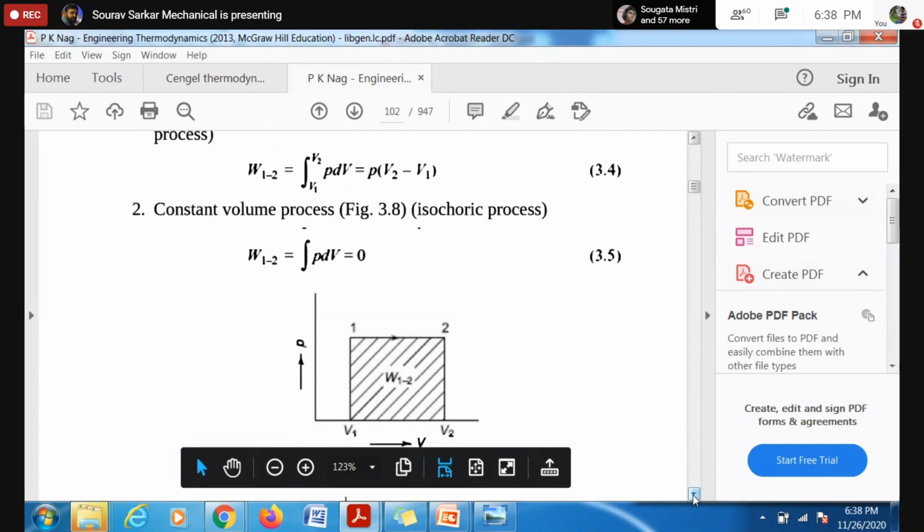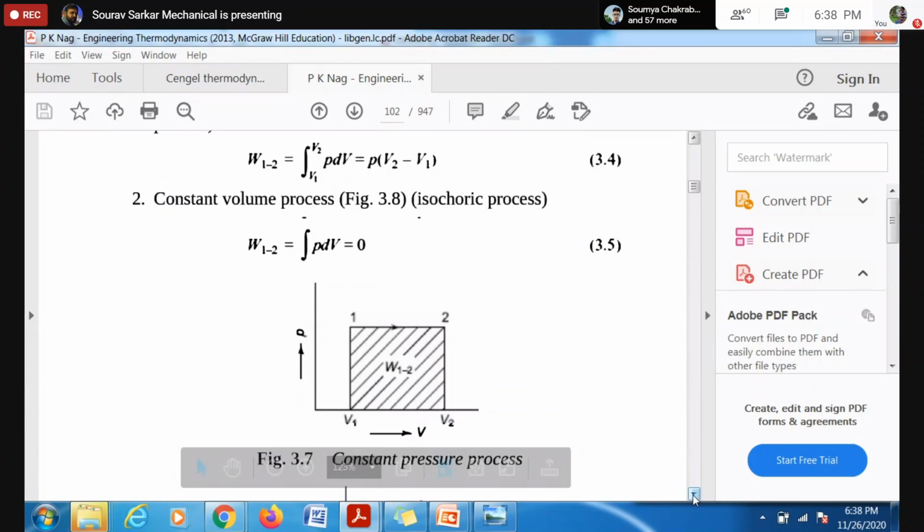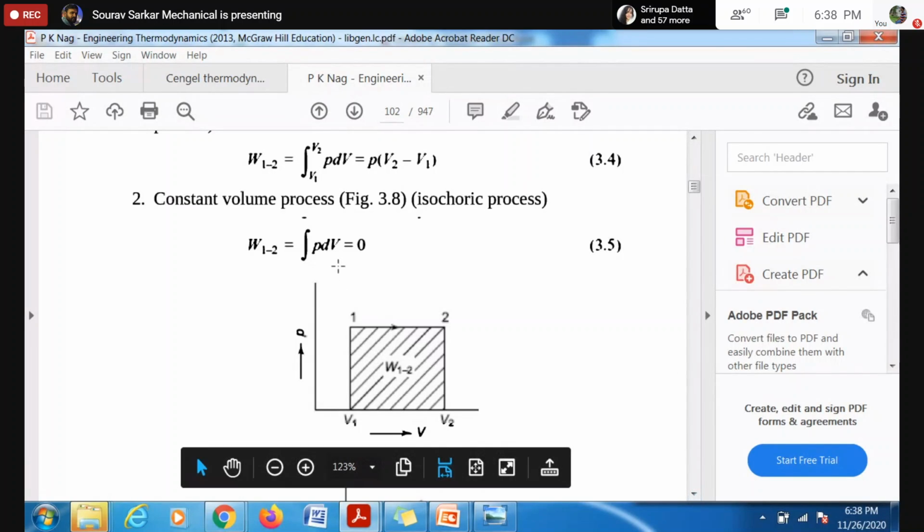So just like this, if we consider a constant volume process, it is basically called the isochoric process. In the isochoric process, if your volume remains constant, the initial volume and the final volume are the same, you can say that this is an isochoric process. If it is an isochoric process, there is no expansion. If there is no expansion, there is no mechanical work. So finally, this dV will become 0. So your work done will be 0.